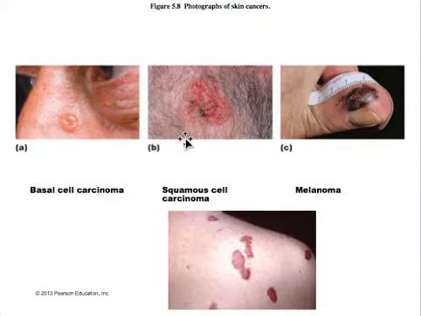The second one we're going to be looking at is called squamous cell carcinoma. In this case, the culprits are the keratinocytes of the stratum spinosum. Again, it has the appearance of a scaly, reddish area. Usually this is going to be found on the head and the hands. Again, surgical removal, especially with early detection, is important.